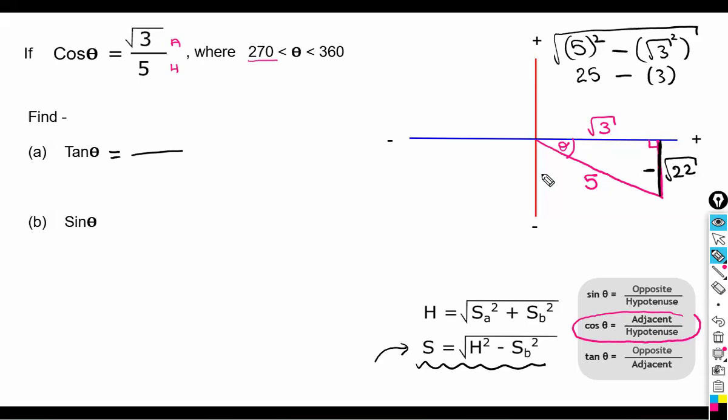Okay? Right. So tan theta, using our form 3 formulas now, is opposite divided by adjacent. The opposite side is the square root of 22, and the adjacent side is the square root of 3. You could leave it like that and it'll be okay in the exam. Now sine theta is opposite over hypotenuse. The opposite side is minus the square root of 22, and the hypotenuse is 5. How many of you had those two answers before I worked it out?